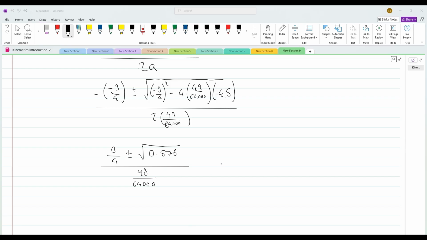So if you carry on doing the maths, you should get two solutions, which are minus 5.84 and 985.43. Because our solution must be positive, we can ignore the negative solution, and so our answer is that the cannonball travelled a distance to A of 985.43 metres. So this is our answer.